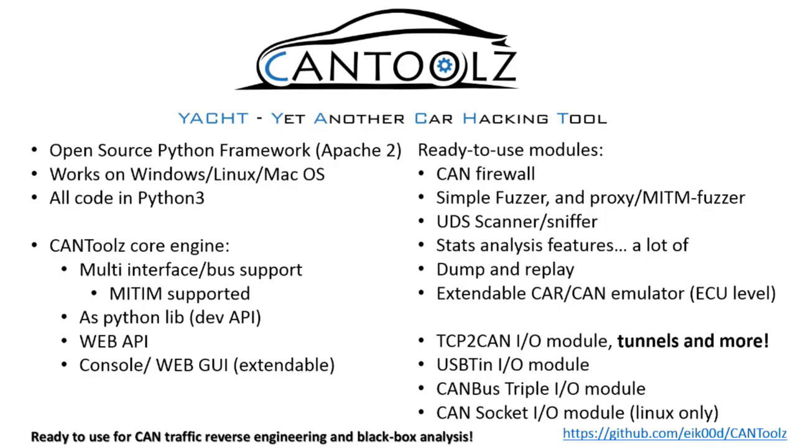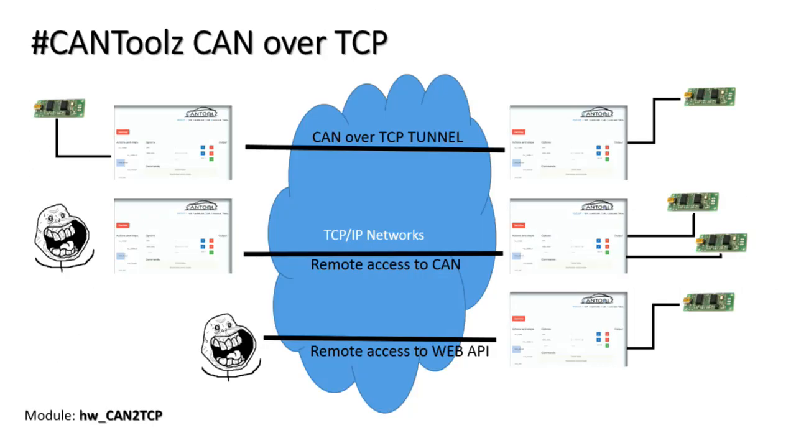Yeah, that's what I want to say. The engine supports multiple interfaces, so you could do man-in-the-middle, you could do whatever you want. You have a lot of ready-to-use modules like fuzzers, UDS scanners, black box scanners, statistical analysis features, and a lot of different things. I have supported just two hardware devices right now, just because I bought them with my own money and had support for this, but it's very easy to extend for any other hardware. It also supports CAN socket in case you want to use it.